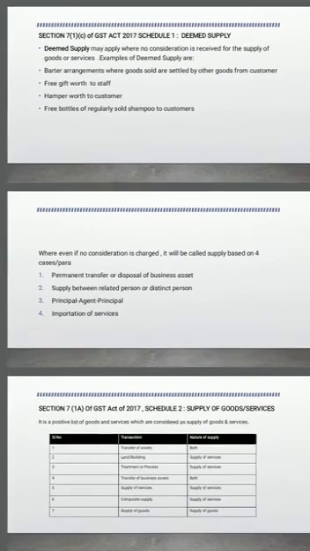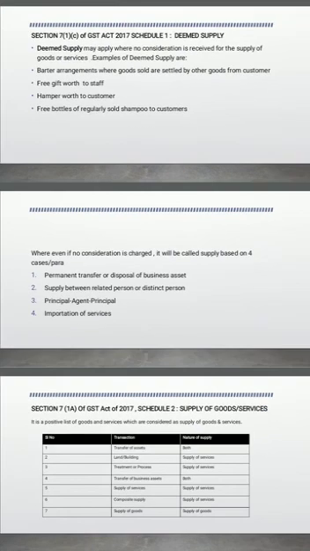Supply between related person or distinct person. Related person, the person who you know, and based on the mutual understanding you agree to supply to a related person with no consideration, even though you have to pay the tax on it, because it is considered as a supply according to the deemed supply.